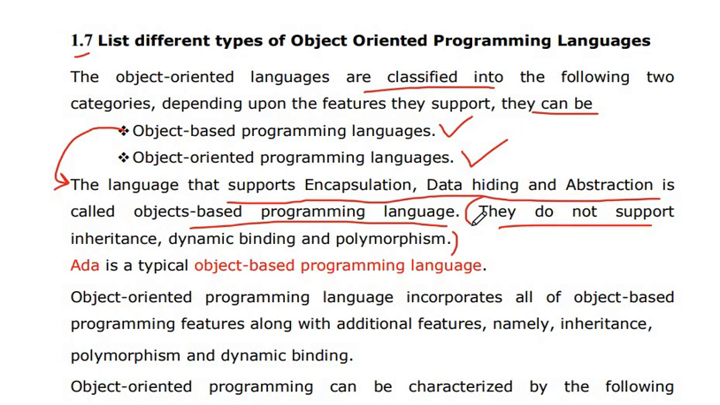Means the object-based programming languages support encapsulation, data hiding, and abstraction. The object-based programming languages do not support inheritance, dynamic binding, and polymorphism. Now, an example is ADA, a typical object-based programming language. ADA is one of the examples. Another example is Visual Basic.